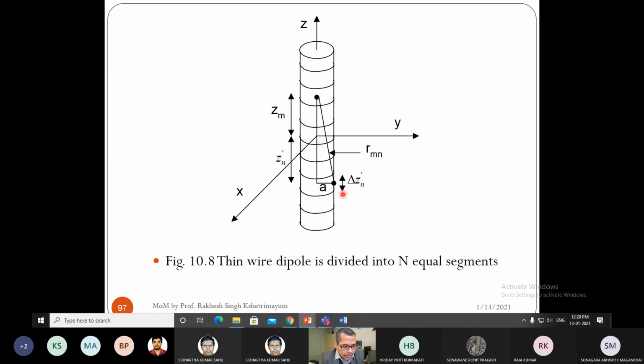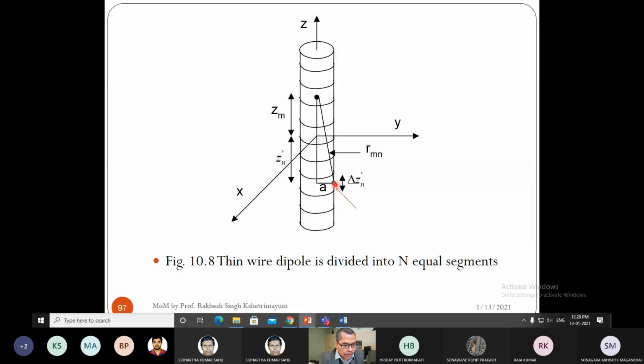This discretization size is delta Zn. How much is it from here to here? Every discretization along the z-axis dimension is delta Zn dash. That's a notation. What is this point here? This point is the source point. It's a hollow conductor, so current was flowing on the circumference of the wire conductor. So this is a source point for the current.